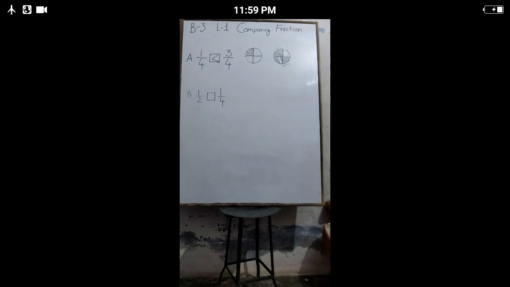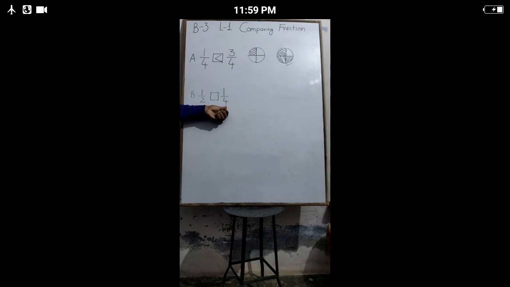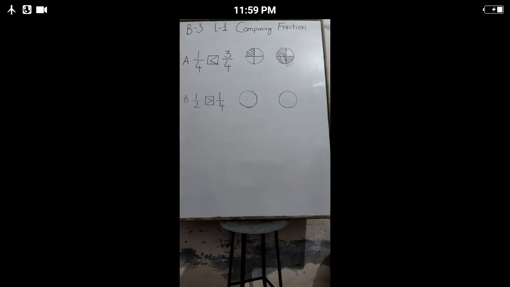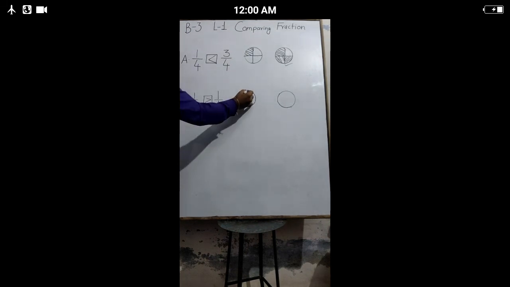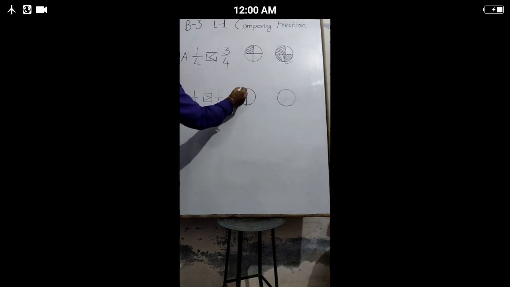So children, here you can see the bigger the denominator, the smaller the fraction, and the smaller the denominator, the bigger the fraction. So children, here 1 upon 2 is bigger than 1 upon 4. So now children, I am going to prove that 1 upon 2 is bigger than 1 upon 4. So children, this circle will show 1 upon 2. So I have divided it into 2 equal parts and I have to shade 1.